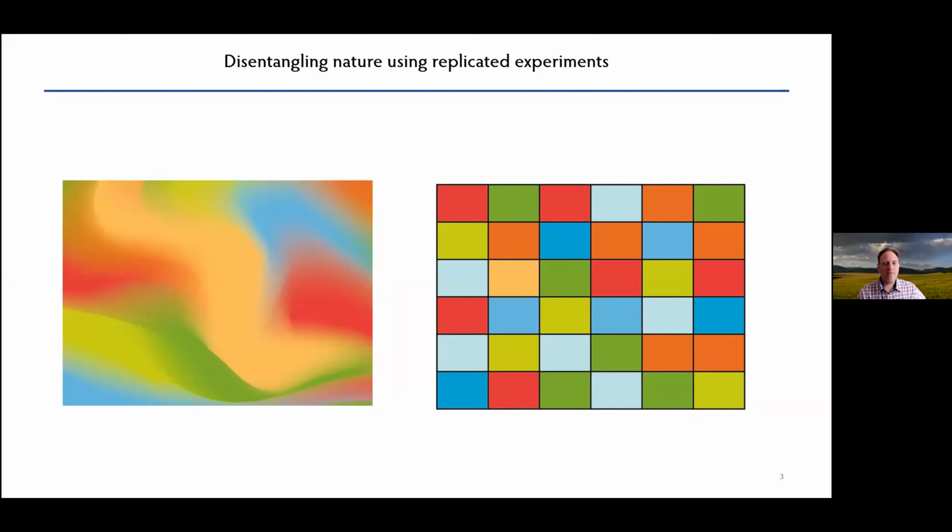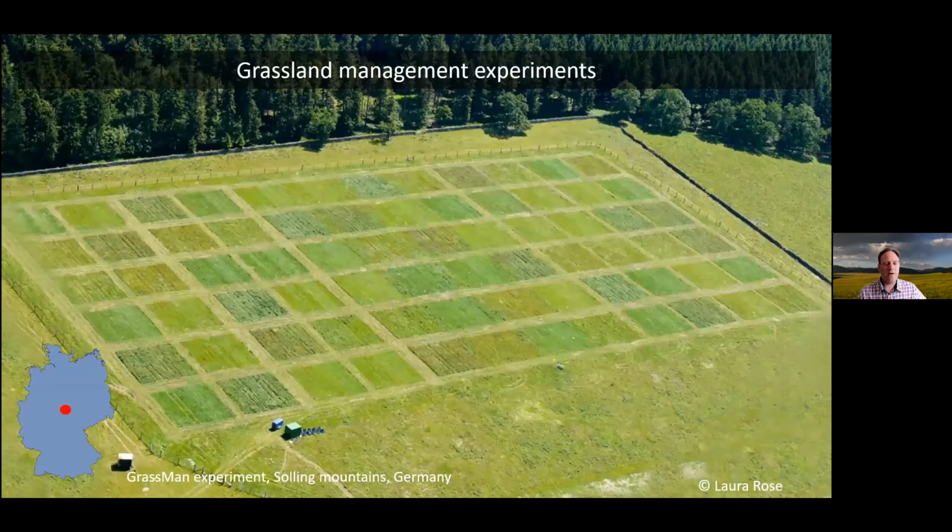And one of these experiments I just briefly want to show you is this one here. It's already terminated, but it was running for several years in the Solling Mountains, so about in the middle of Germany, set up within the framework of a functional biodiversity cluster of excellence in Göttingen by Johannes Isselstein and colleagues. And you can see here that this is a comparatively old grassland, about 100-year-old grassland that was grazed and mown in the past.